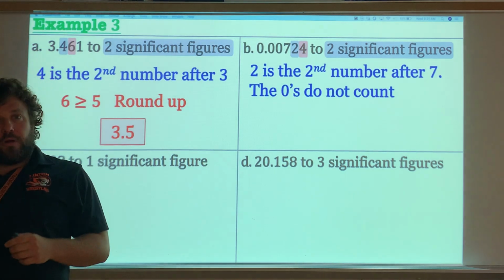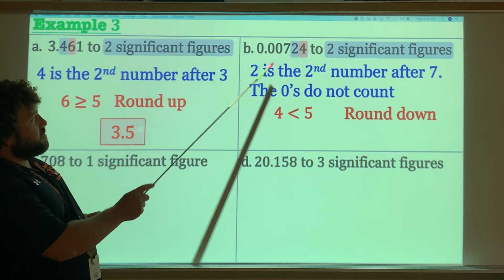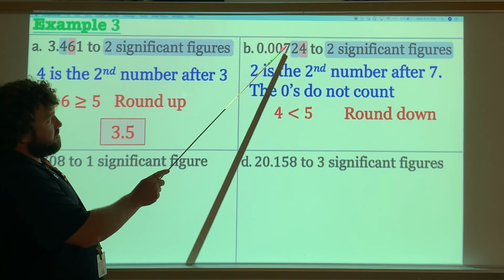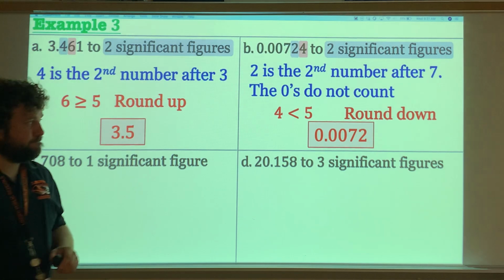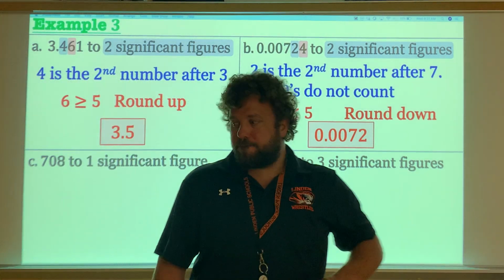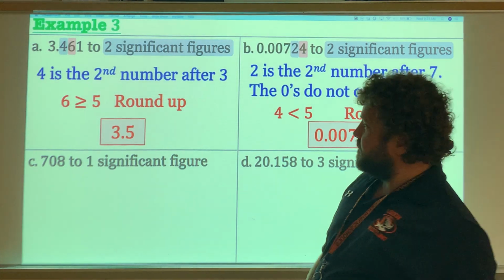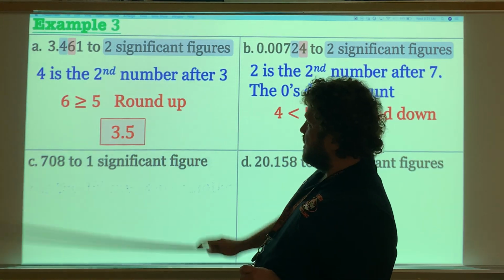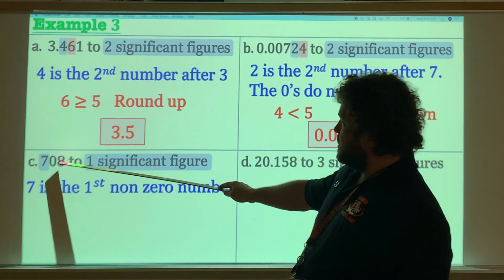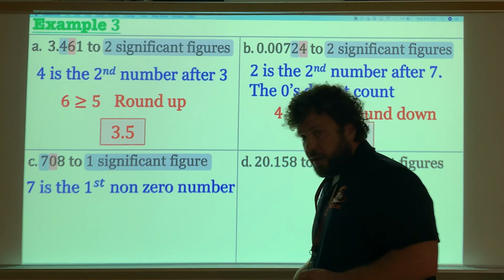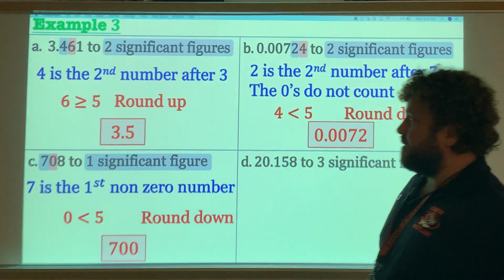We're going to use our 4 as our rounding tool. 4 is less than 5, so you round down. So our answer is 0.0072. That's it. All right? This one, rounded to 1 significant figure. So what's our first significant figure here? The 7, the leftmost non-zero number. Now, we're going to use our 0 to round it. 0 is less than 5, so you round down. And our answer is 700.